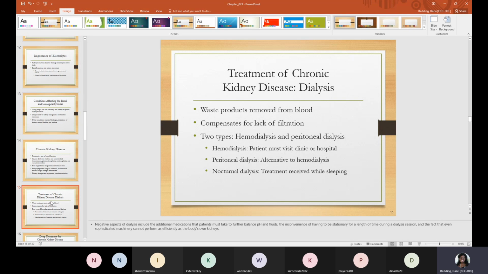Now, there are some negative aspects of dialysis, which could include additional medications that the patient would have to take to further balance their pH as well as their fluids, the inconvenience of having to be stationary for a very long length of time during a dialysis session, and the fact that even sophisticated machinery cannot perform as efficiently as the body's own kidneys.